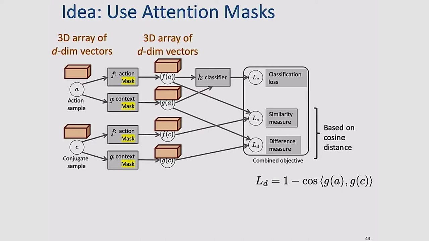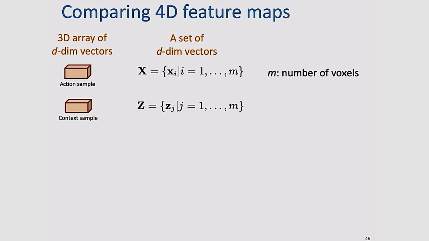But once you formulate FA and GA as a 3D array of d-dimensional vectors, one issue is the cost function to measure the similarity or differences between two voxels in this case can no longer be as simple as the cosine distance. Because you can vectorize this, but this assumes voxel to voxel alignment between two feature maps. So what we propose here is we have a 3D array of d-dimensional vectors, and we consider them as a set of d-dimensional vectors instead.